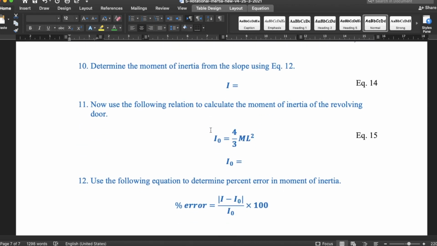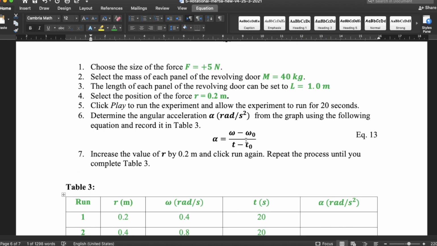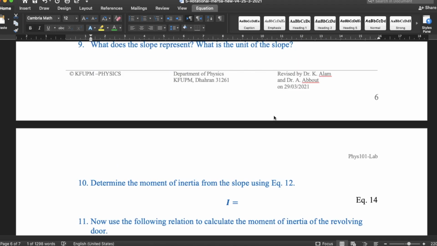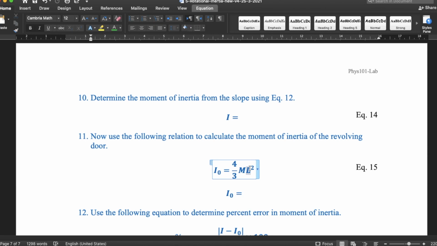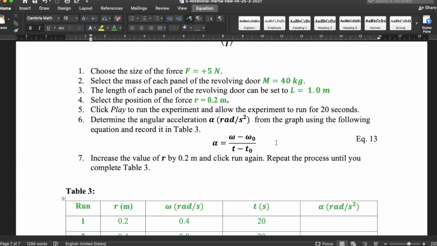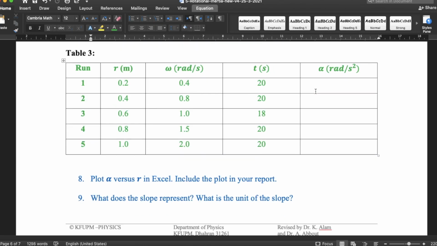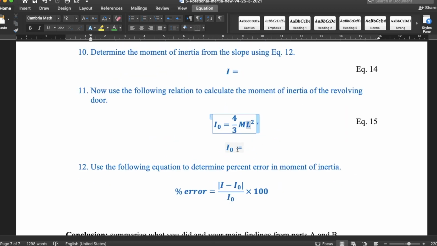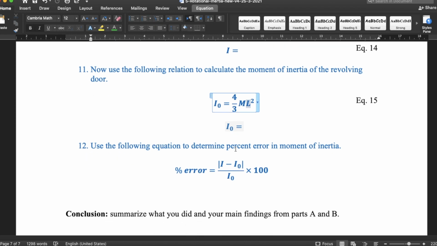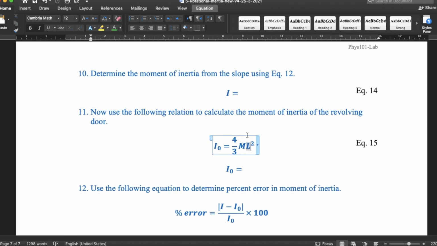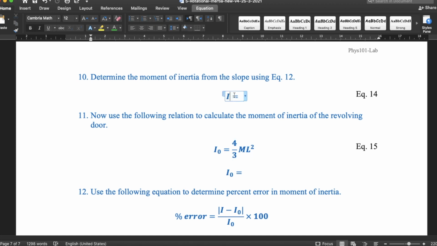Now you can obtain the moment of inertia using another method, using a geometric argument, by using the following relation, where m is the mass of each panel of the door. So in my case it's 40. Use this mass, and L is again the length of each panel of the door, and use this same value. And by doing so, you obtain a reference value of the moment of inertia, and you can calculate the percent difference between this value and the experimental value you obtained from the slope.